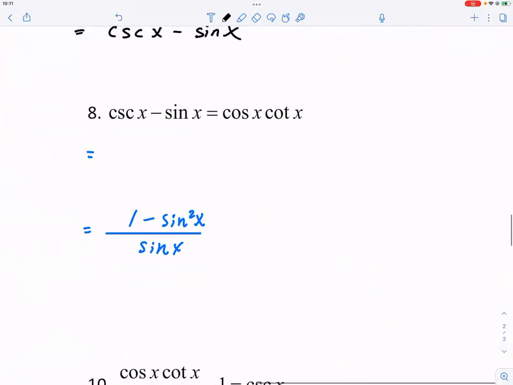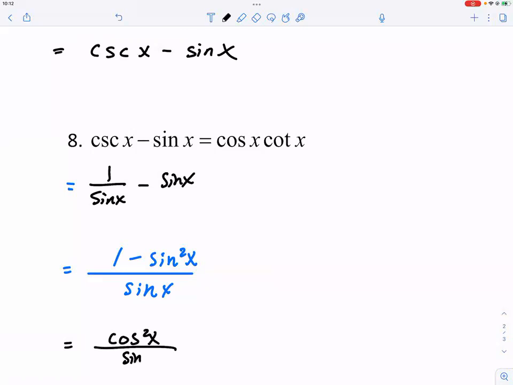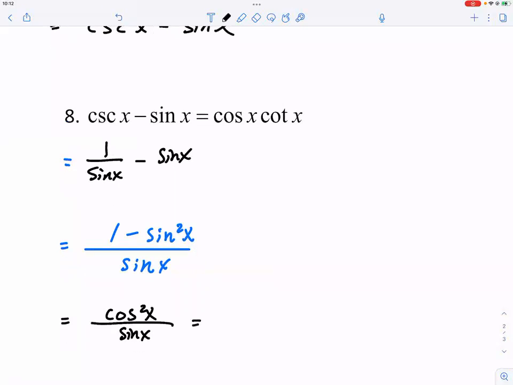All right, number 8. For number 8, my hint is this: can you get 1 minus sine square x over sine x? Well, the way you can achieve that is to change cosecant x to 1 over sine x. And then when you do the common denominator, you've got this. And once you have a common denominator, you can change the numerator into cosine square x over sine x. And that gives you cosine x over sine x times cosine x. And that becomes cotangent.